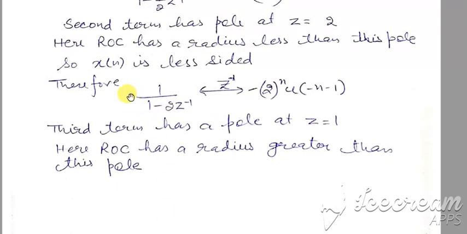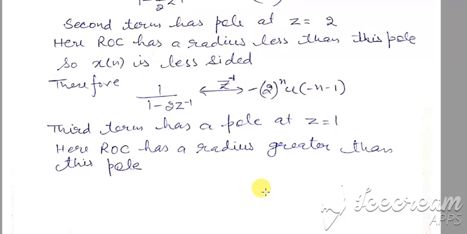In the same way, second term at pole Z is equal to 2. From the ROC we can see that mod Z is less than 2. So x(n) which we are going to obtain will be left sided. So we get 1 upon 1 minus 2 Z inverse. Its inverse will be minus 2 raised to the power n u(minus n minus 1).